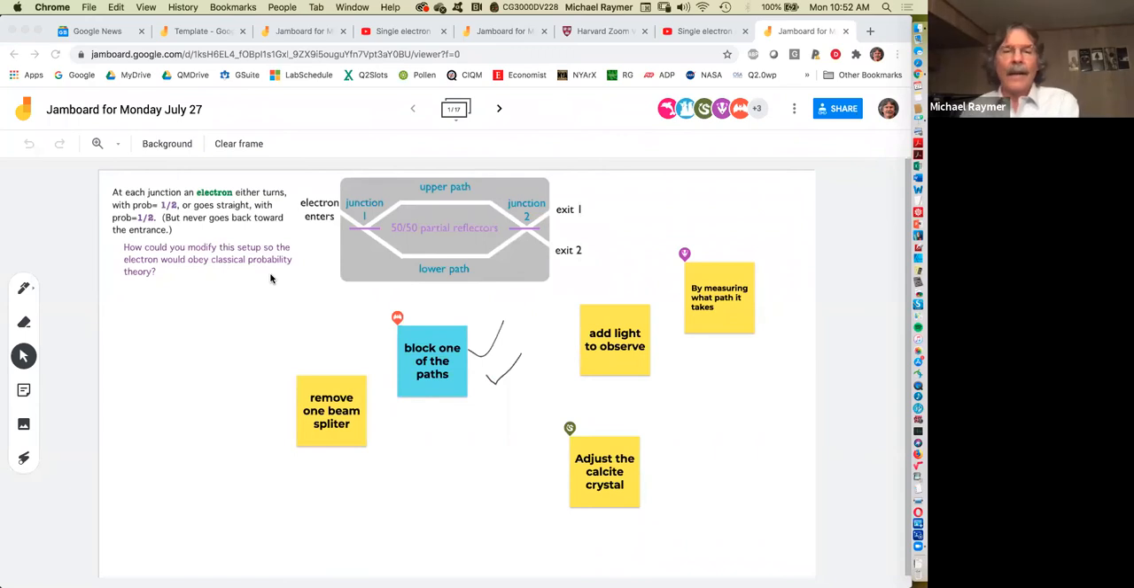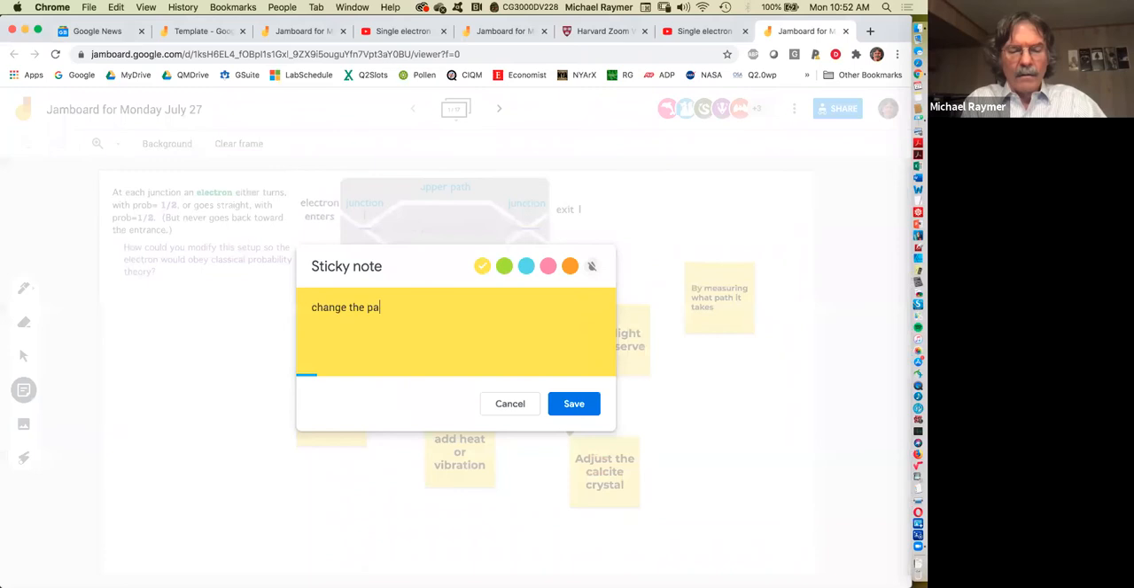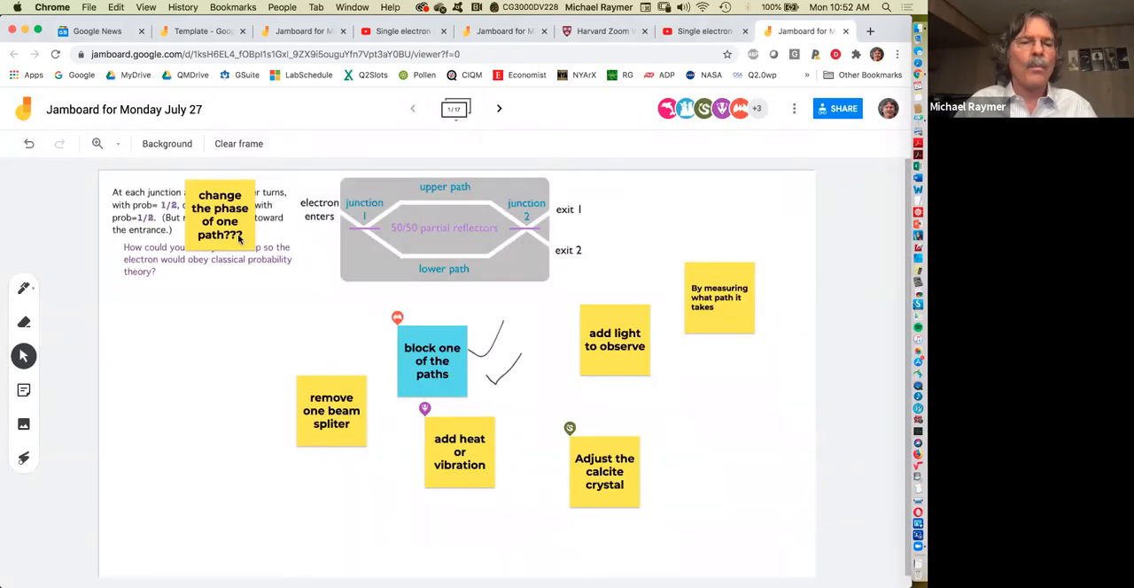I see three answers. Okay, in this case, there's no calcite crystal, but there are partial reflectors. This is an electron, so there's some kind of beam splitters that work for electrons, but I know what you mean by just the calcite crystal. So I like the answers, add light to observe which path, that would work. That would restart or reset the state.